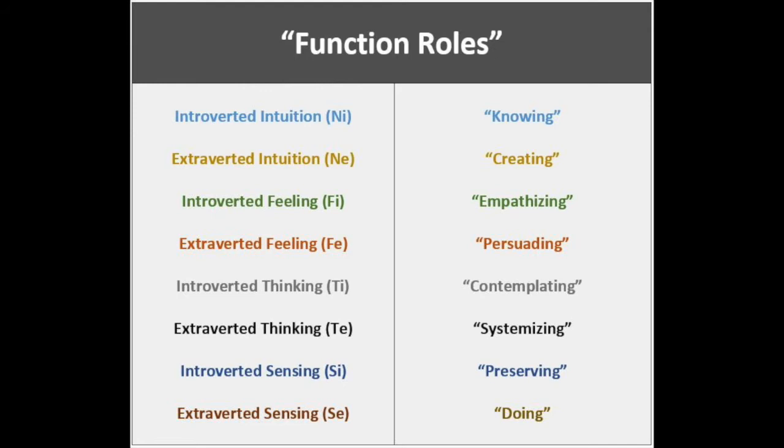The second letter, E or I, means extroverted or introverted and describes the way the process operates. Is it inwardly or outwardly focused? Sensing and intuition are perceiving functions which are parts of learning processes and describe how you take in information, while thinking and feeling are judging functions and are involved in decision-making processes.